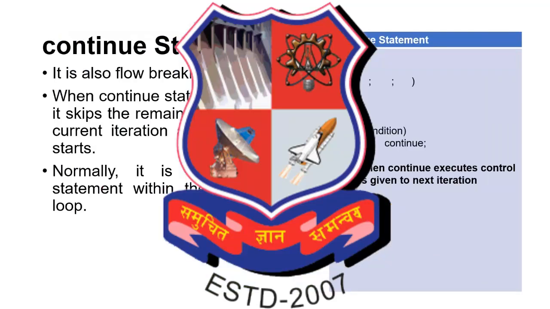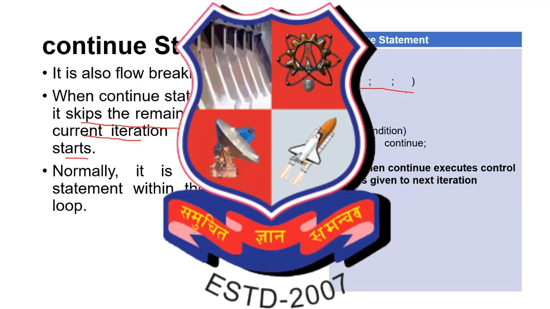Now we'll see the next statement, that is the continue statement. It is also a jumping statement. When the continue statement executes, it skips the remaining statements of the current iteration and the next iteration starts. If we are using a continue statement, keep in mind that the whole loop is not terminated, only a single iteration is terminated and control is given to the next iteration. Normally it is used inside an if statement within the body of the loop. We'll see an example over here.